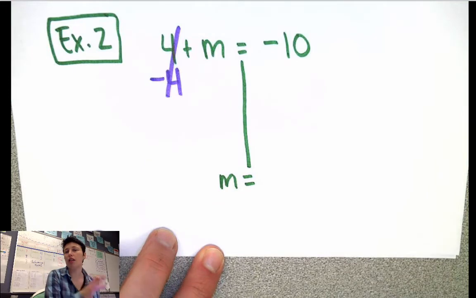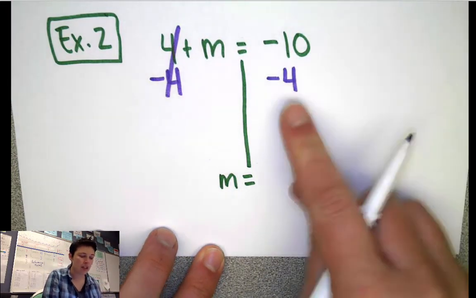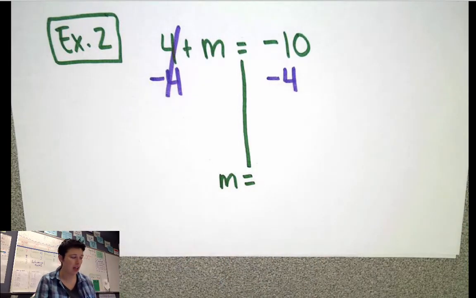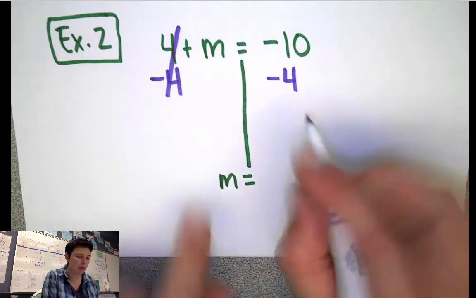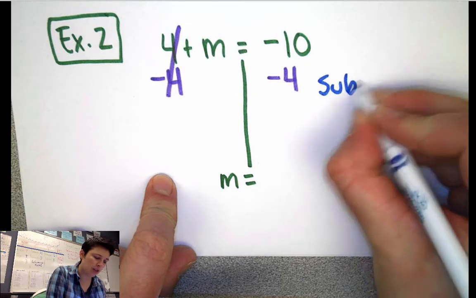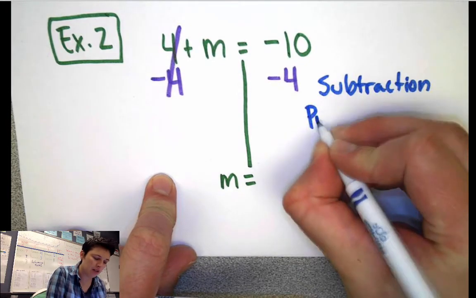But I can't just do that to the left unless I equally do that to the right. I'm going to take 4 away from both sides, doing it equally to both sides. That's another property. If I'm equally doing something, this time I'm subtracting the 4 away. So this is the subtraction property. It's a rule about subtracting.